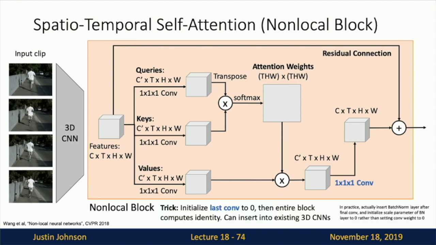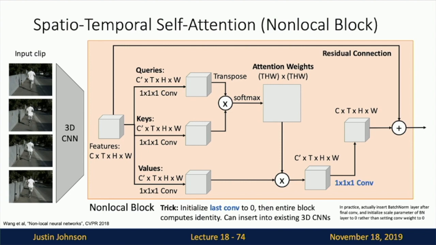Now a neat trick is that if we initialize this last conv layer to be all zeros, then everything inside this operator is going to compute zeros, which means that the whole block is going to compute the identity because of the residual connection. So a common trick that people use with these non-local blocks is to initialize the non-local block such that it computes the identity function by initializing the last thing to zeros.